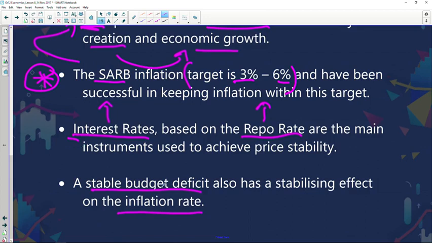But also it's important to have a stable budget, because that will also help in making sure that the inflation is being controlled, so that we don't have that general rise in prices, and that also the inflation target is being kept at the targeted percentage of between 3 to 6%. Okay, so let's go back.